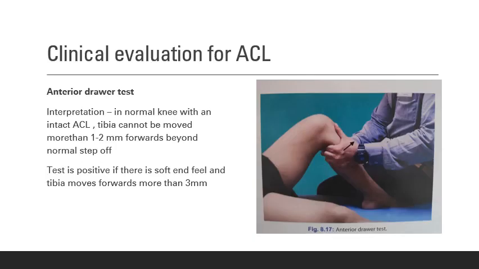Clinical evaluation for ACL, anterior drawer test. Prerequisite: knee joint must be flexed up to 90 degree, should not be done during acute injury period. Method: patient lies supine on couch, knee is flexed to 90 degree and hip to 45 degree. Now the examiner sits on the forefoot of the patient and stabilizes it. Further, the examiner places both his hands around the proximal end of tibia, palpates the hamstring tendons with fingers of both hands, feels for its tightness, asks the patient to relax the hamstrings if it is found to be taut.